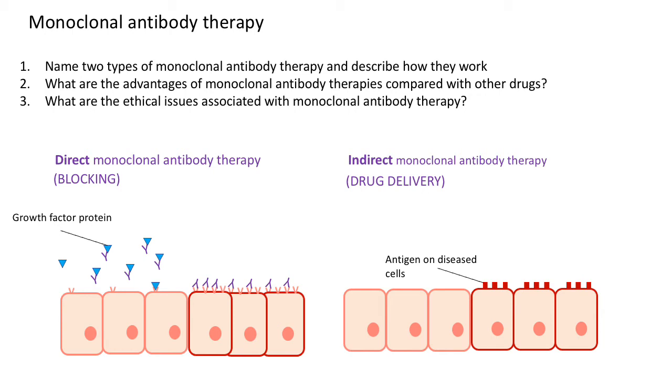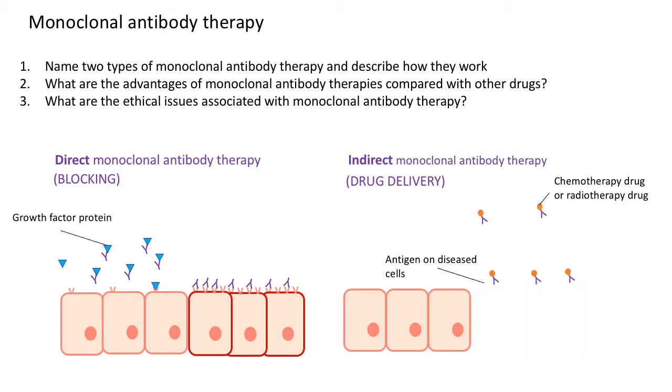What we can do is produce monoclonal antibodies that have an antigen binding site that is specific for the antigen on disease cells, and to those antibodies you can attach a drug. This might be a chemotherapy or radiotherapy drug. Those antibodies will specifically bind to the antigen and deliver that drug directly to those cells and destroy them. So they're the 2 types of monoclonal antibody therapy you need to know about. Let's answer question 2 and 3 now then.